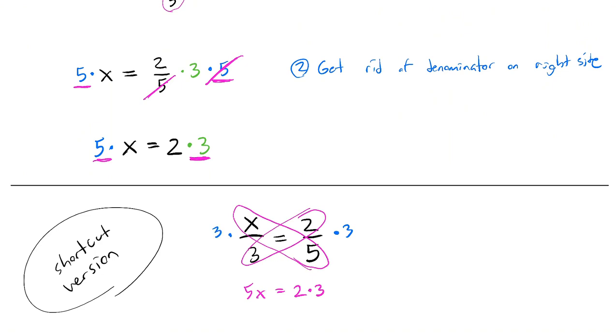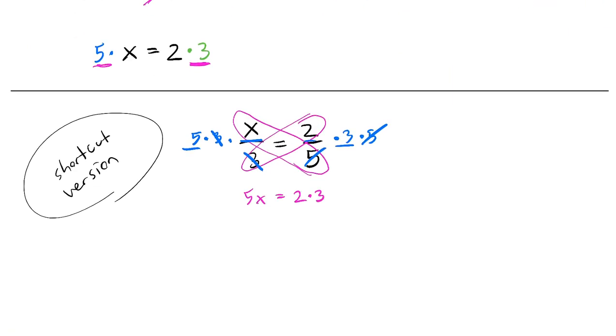And I want to get rid of the 5 on bottom, so multiply by 5 on both sides. And on the left, the 3's cancel, so you're left with the 5 and the x. And on the right, the 5's cancel, and you're left with the 2 and the 3. So that's what's really happening: you're just doing 2 steps in one. That's what cross multiplication is, in case you were just curious. And then last step, you just divide by 5, and you get x equals 6/5.